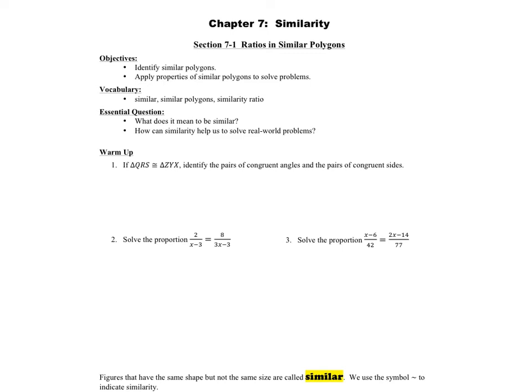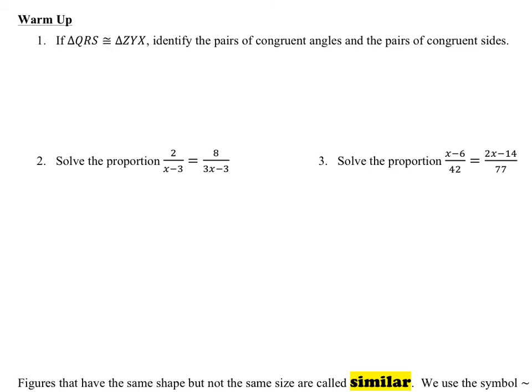This is 7-1, ratios in similar polygons. So in our last chapter, we talked about triangle congruence, and now we're going to be talking about similarity rather than congruence. Let's take a look at the warm-up.